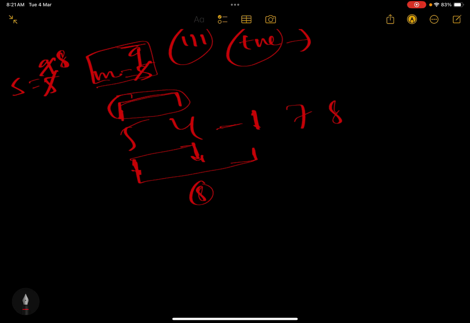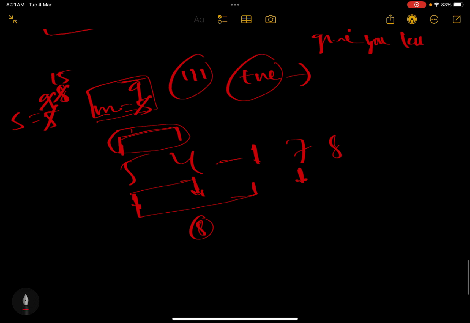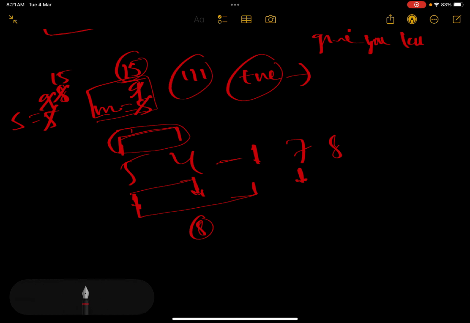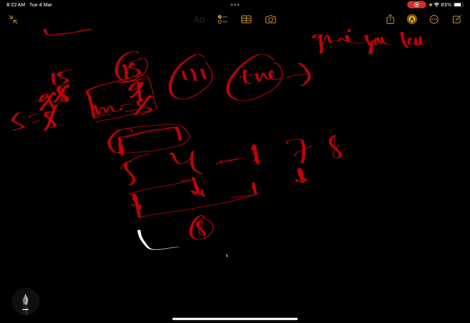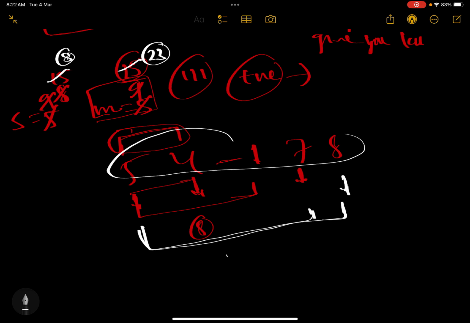So again I move forward. 8 plus 7 is 15. Is 15 greater than 9? Yes, it is greater, so I will update, which means I am taking the whole 5 4 minus 1 7. Now 8 comes, and 15 plus 8 is 23. Is 23 greater than 15? Yes, so I update it. This is the whole maximum subarray which will give you the maximum sum. Have you noticed one thing here?